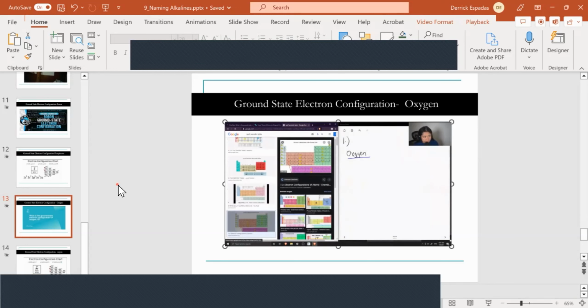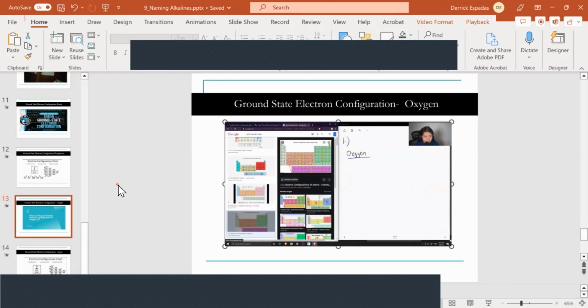So for example, the S block is this, the left 2 columns here. The P block is this whole green rectangle. And the D block are the middle transition metals. And the F block are the last 2 rows, which are the lanthanides and actinides.